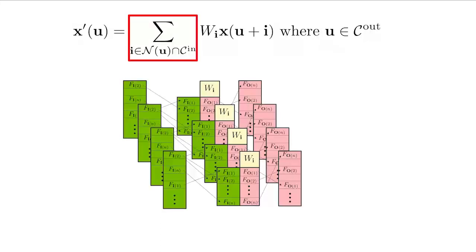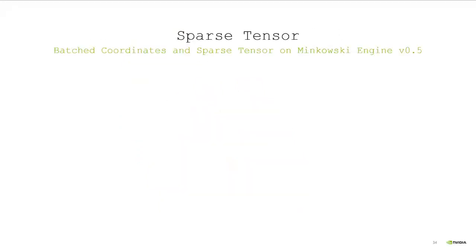In Minkowski Engine, the library that we built for building neural networks on a sparse tensor, all these operations are implemented and accelerated through Nvidia GPUs. Now that we learned how a convolution can be implemented for a sparse tensor, let's delve into how we can implement this idea with Minkowski Engine. First, we have to understand how a mini-batch can be implemented on a sparse tensor.